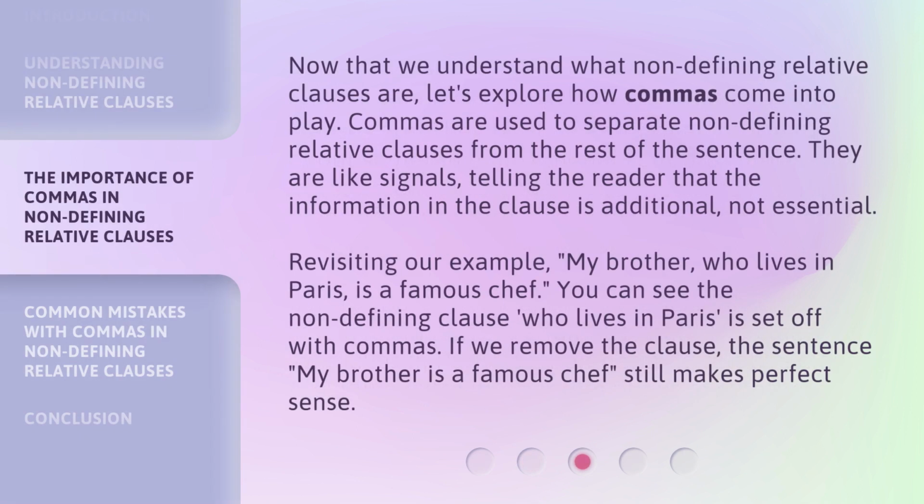Now that we understand what non-defining relative clauses are, let's explore how commas come into play. Commas are used to separate non-defining relative clauses from the rest of the sentence. They are like signals, telling the reader that the information in the clause is additional, not essential. Revisiting our example, "My brother, who lives in Paris, is a famous chef." You can see the non-defining clause, "who lives in Paris" is set off with commas. If we remove the clause, the sentence, "My brother is a famous chef," still makes perfect sense.